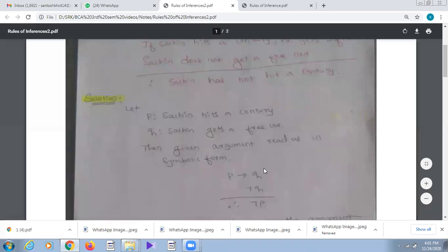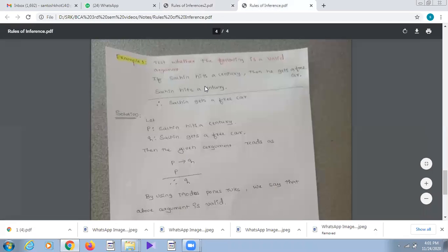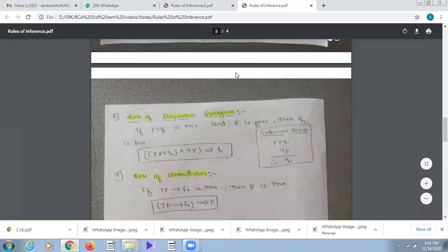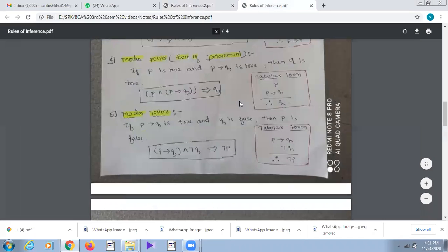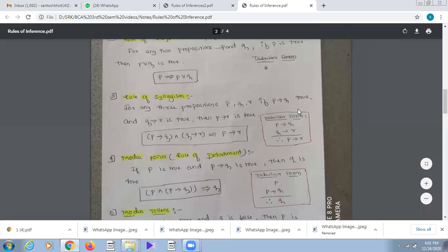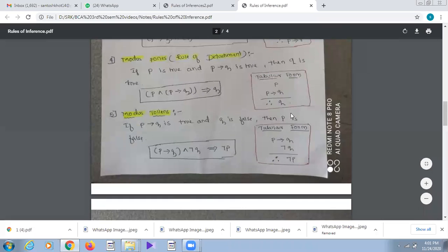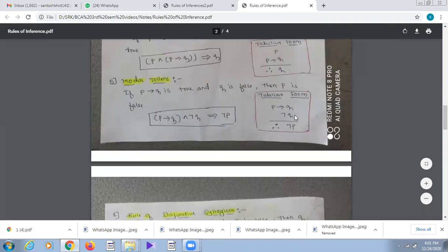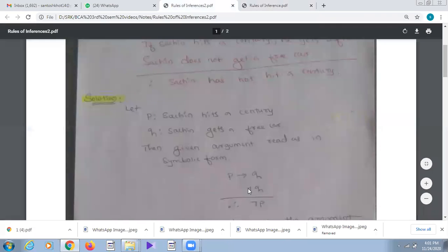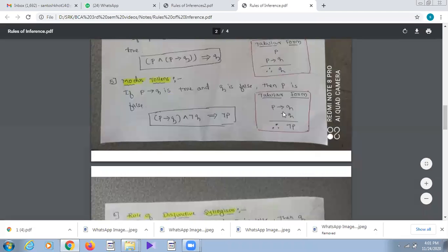So check, does any rule in the rules of inference apply? In the rules of inference, P then Q, negation Q, and therefore negation P. This is the same as what we got: P then Q, negation Q, below it negation P, conclusion negation P. So by using the modus tollens rule, this particular argument is valid.